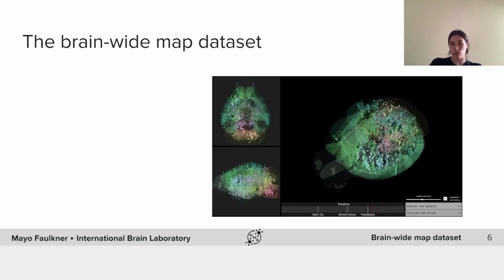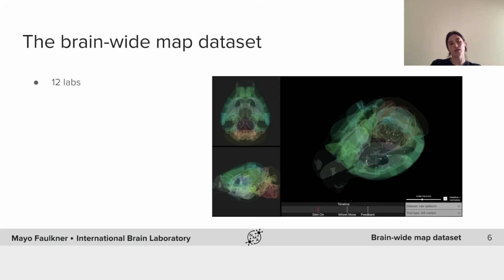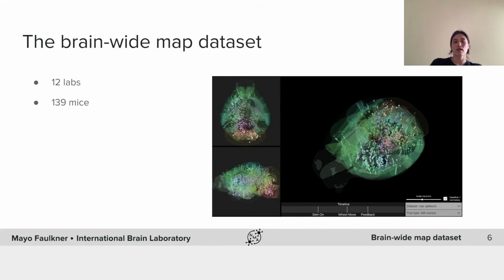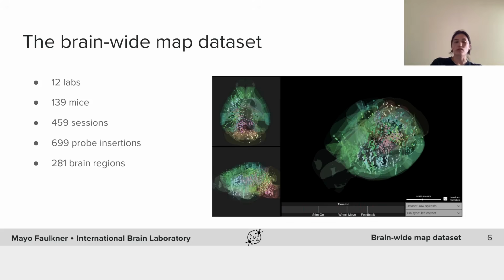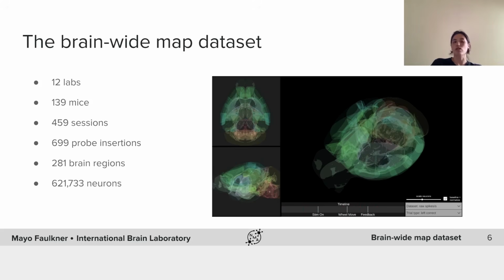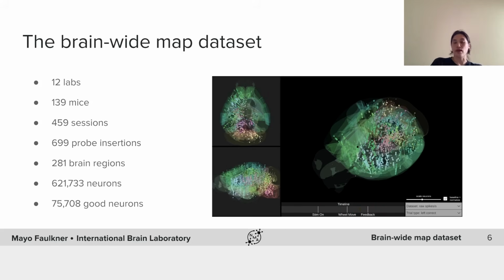In late 2022, we released this dataset to the public, and it currently consists of the following: data from 12 labs in 139 mice, 459 recording sessions, which comprise 699 probe insertions, and these span a total of 281 brain regions, and we've detected over 620,000 neurons using spike sorting, of which 75,000 have been classified as good.